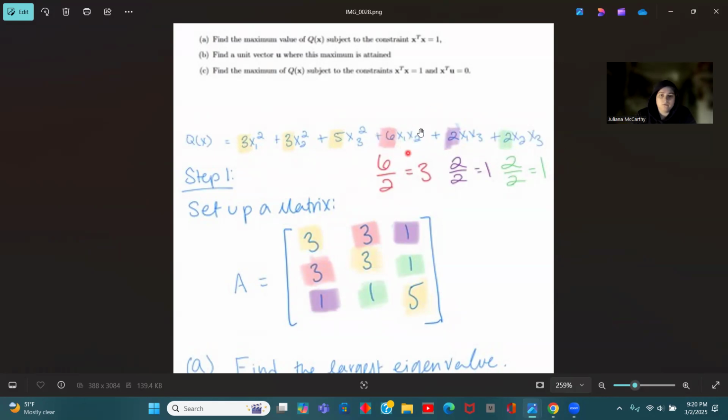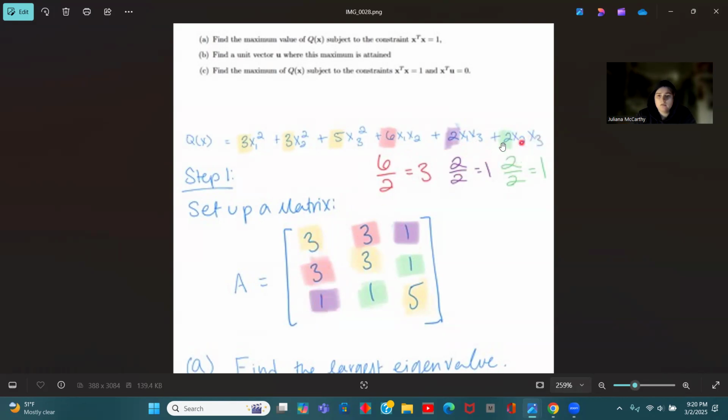So to know where they go, we have 6, x sub 1, x sub 2. What I like to do is count 1, and then 1, 2, and that's how we know where it goes. So we put 3's there. And then for 2, it's x sub 1 and x sub 3. So we count 1, 1, 2, 3. So that's how we know they go here.